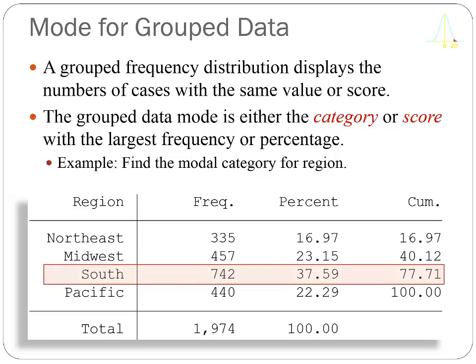Sometimes we have group data, and again, it's this notion of having these labels attached to them. So a group frequency distribution displays the numbers of cases with the same value or score. And again, all we need to do to define the mode or to calculate the mode is find the category with the most frequently occurring score. And in this case, that's the American South if we look at population by region.